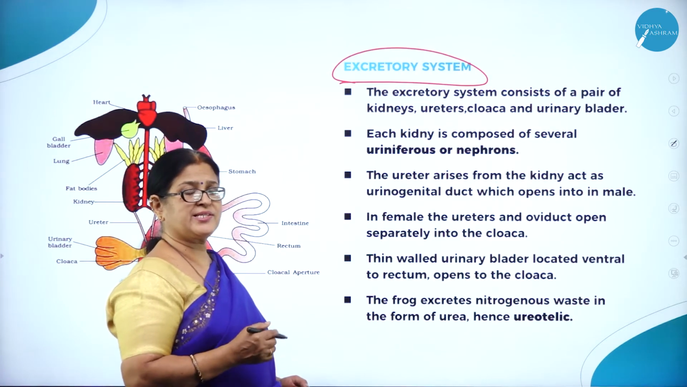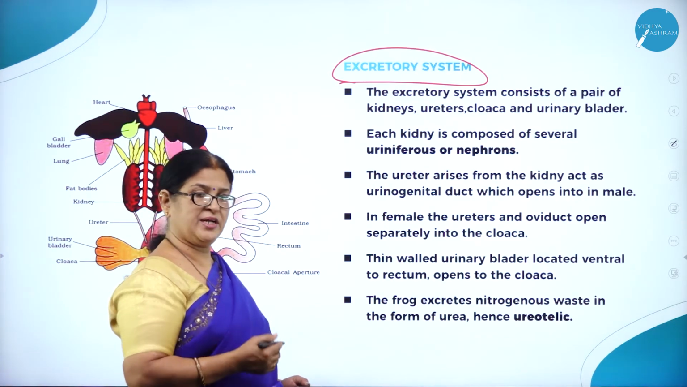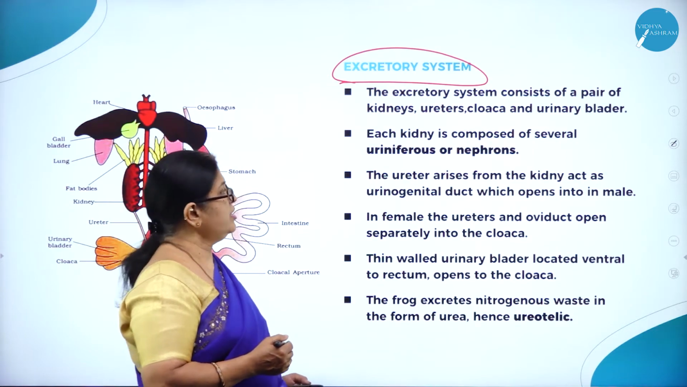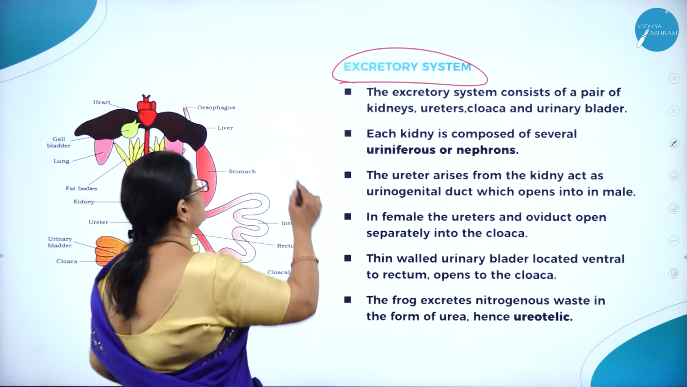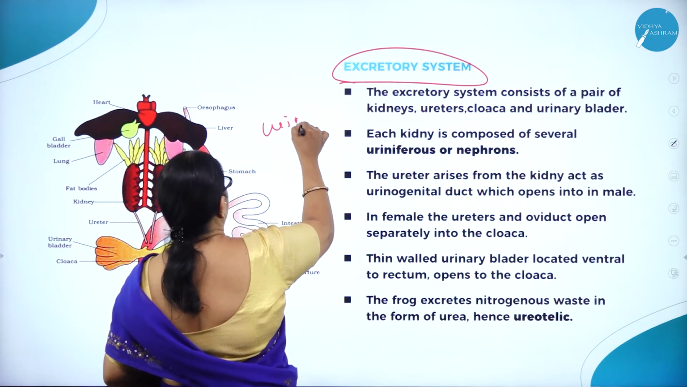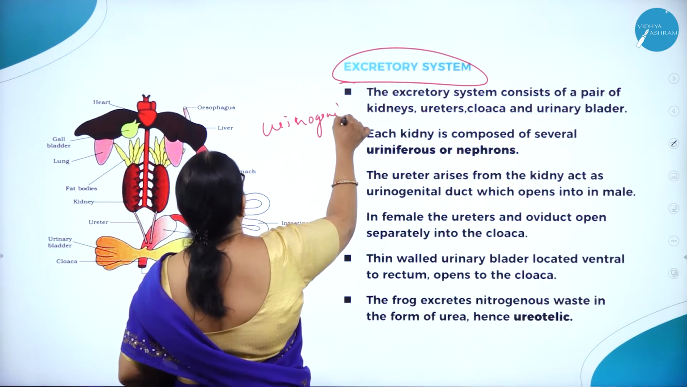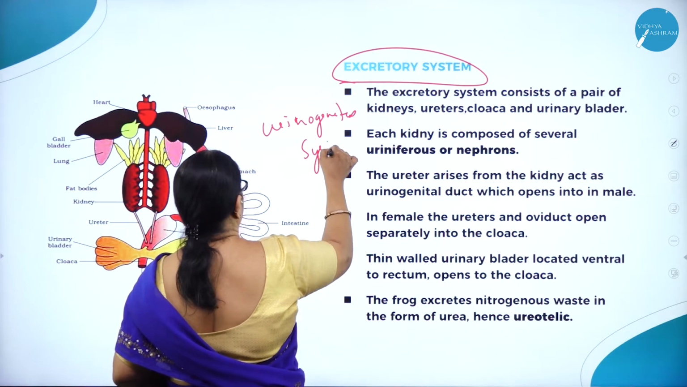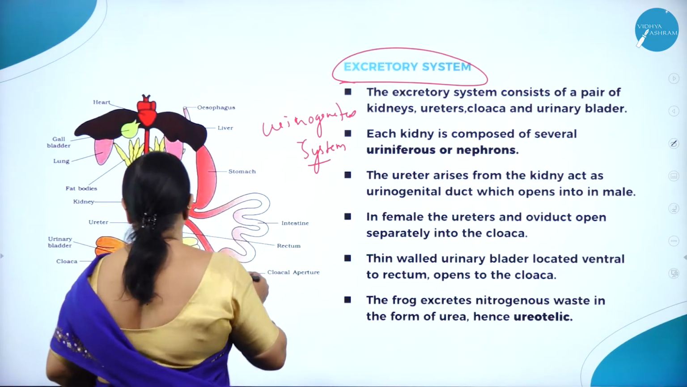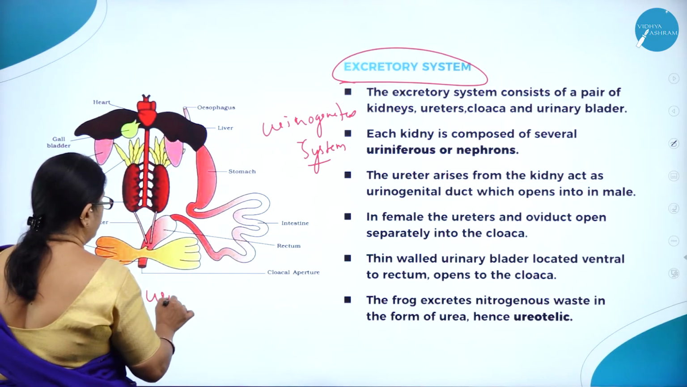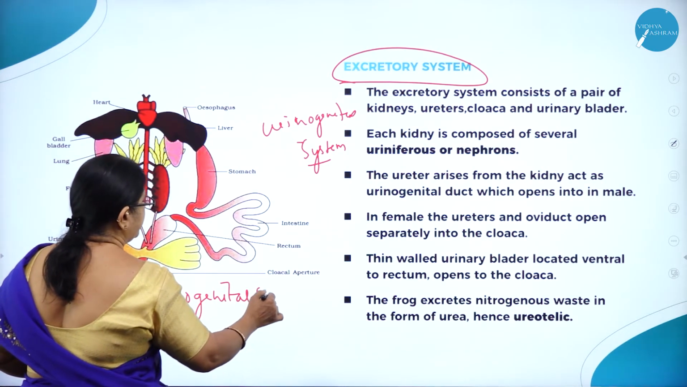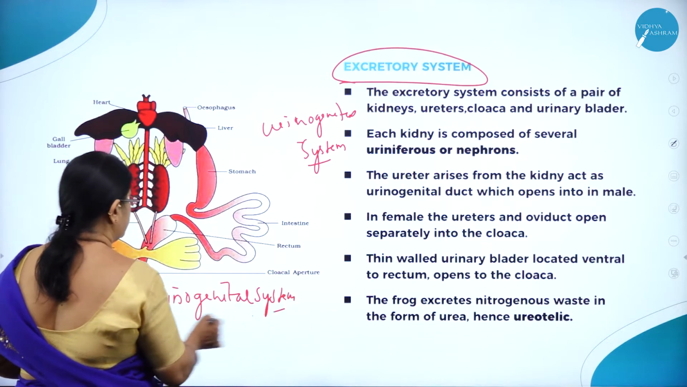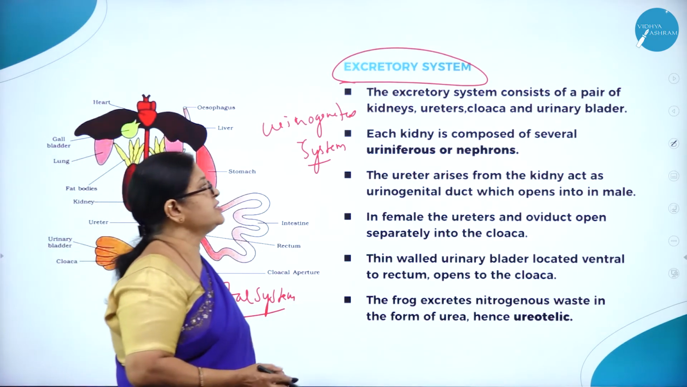Here, the excretory system, particularly in the male frog, is called the urinogenital system. Here you can see in this picture, it is called the urinogenital system.